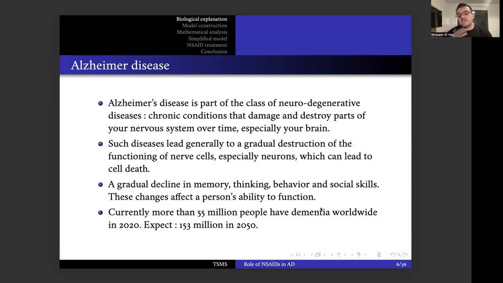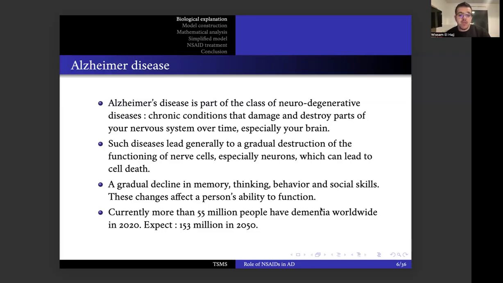And indeed, when you have destruction of the neurons in part of the brain, there will be death of the neurons, and this will cause a gradual decline in memory, thinking, behavior, and social skills. It will affect the person's ability to function as he used to before. For example, you might start to forget things, or develop behavior problems, and so on.